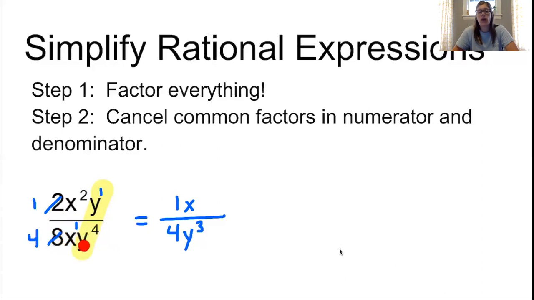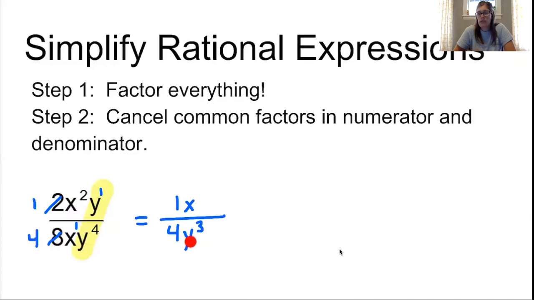And also, what if y was 0? Then 8 times x times 0 to the 4th would be 0. Okay, so in this expression, this first one, before I simplified, x cannot be 0 and y cannot be 0 because they make the denominator equal to 0. Now notice in my answer over here, x over 4y cubed, anybody who looks at this would know y can't equal 0. If y is 0, then you're dividing by 0, and that's not a real answer. So we know that the domain is restricted for y equals 0, and that matches what was true over here.